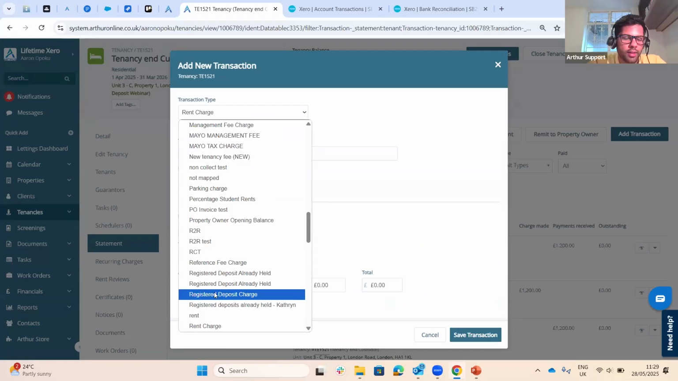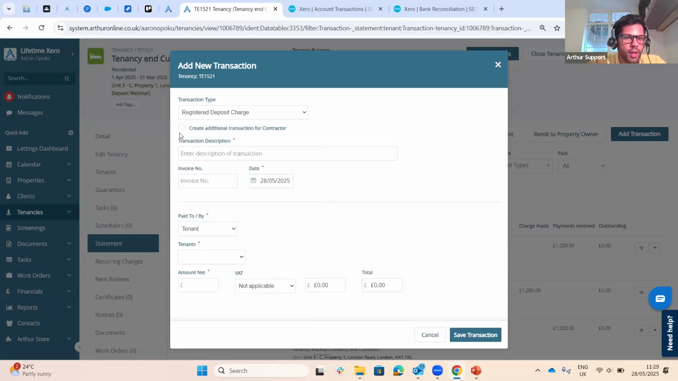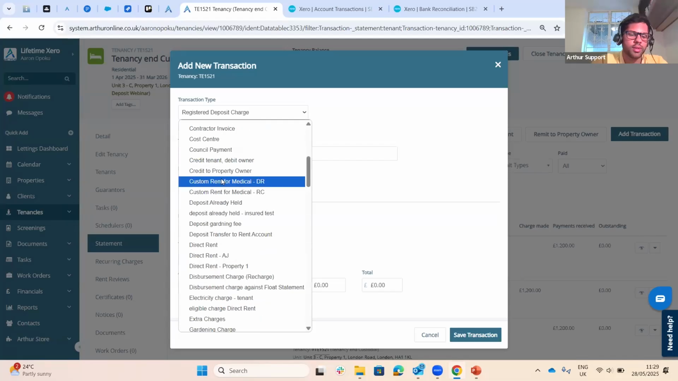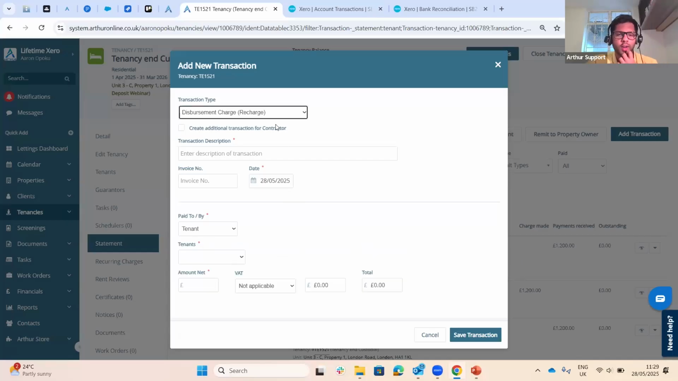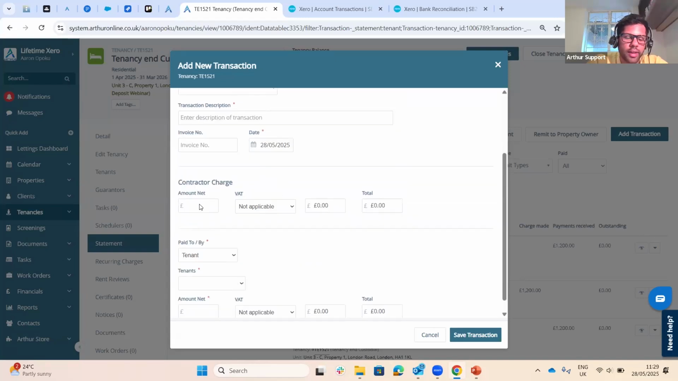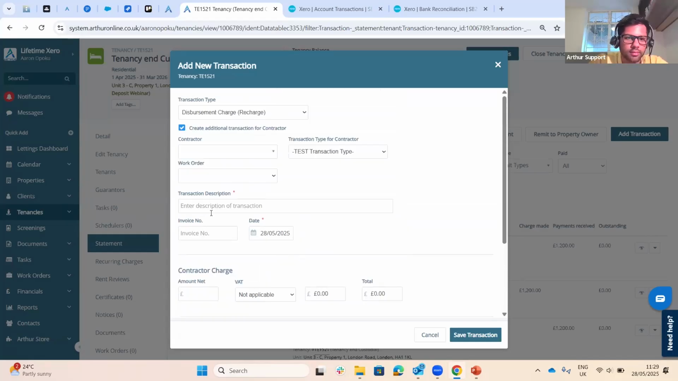So you can do that by clicking here, register deposit charge. And then you can see here we're adding a charge against the tenant. But if you tick this box here, oh sorry, that's not the charge. You would use disbursement charge recharge, because you're charging the tenant and then recharging the contractor. So you would tick this box here, which allows you then to add the charge against the tenant, let's say for £50. Then in here, you can just put cleaning.